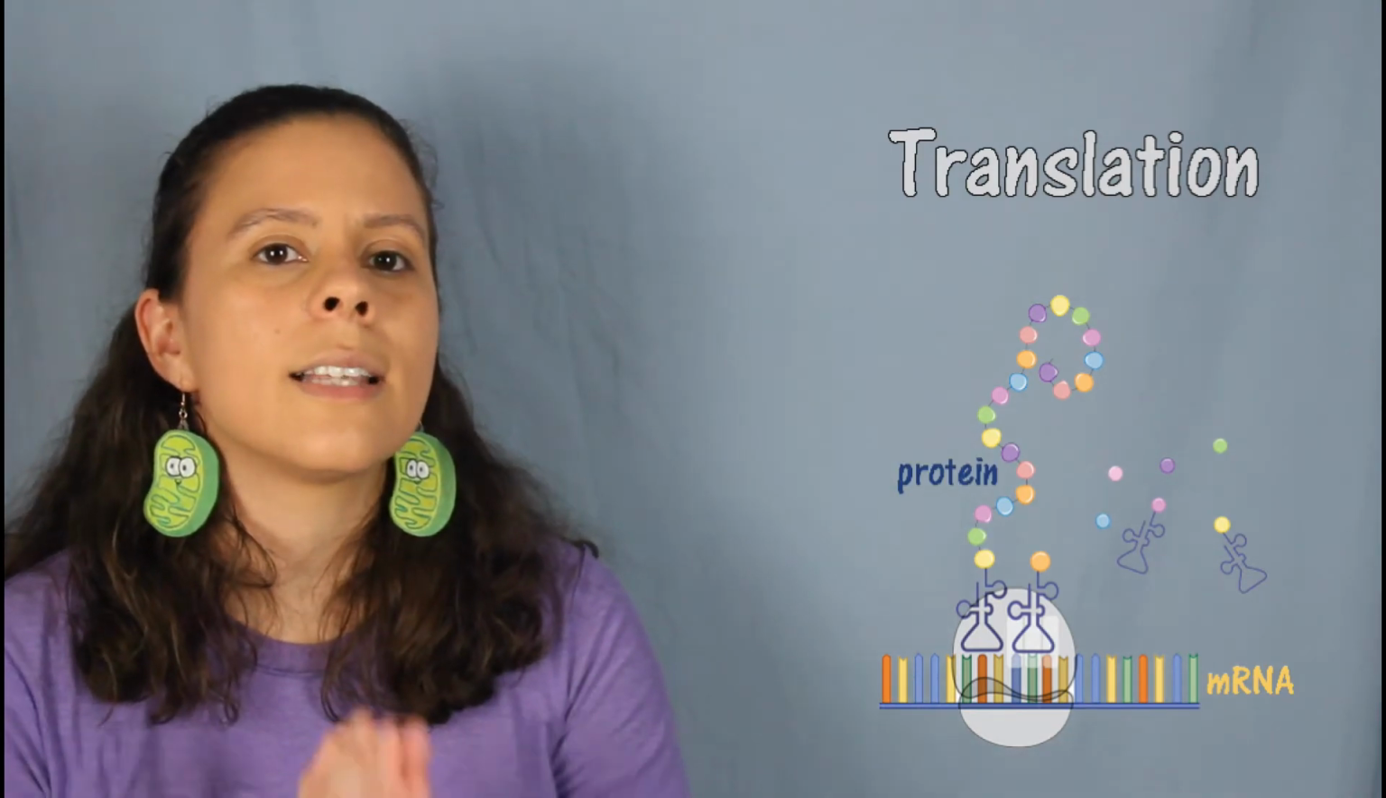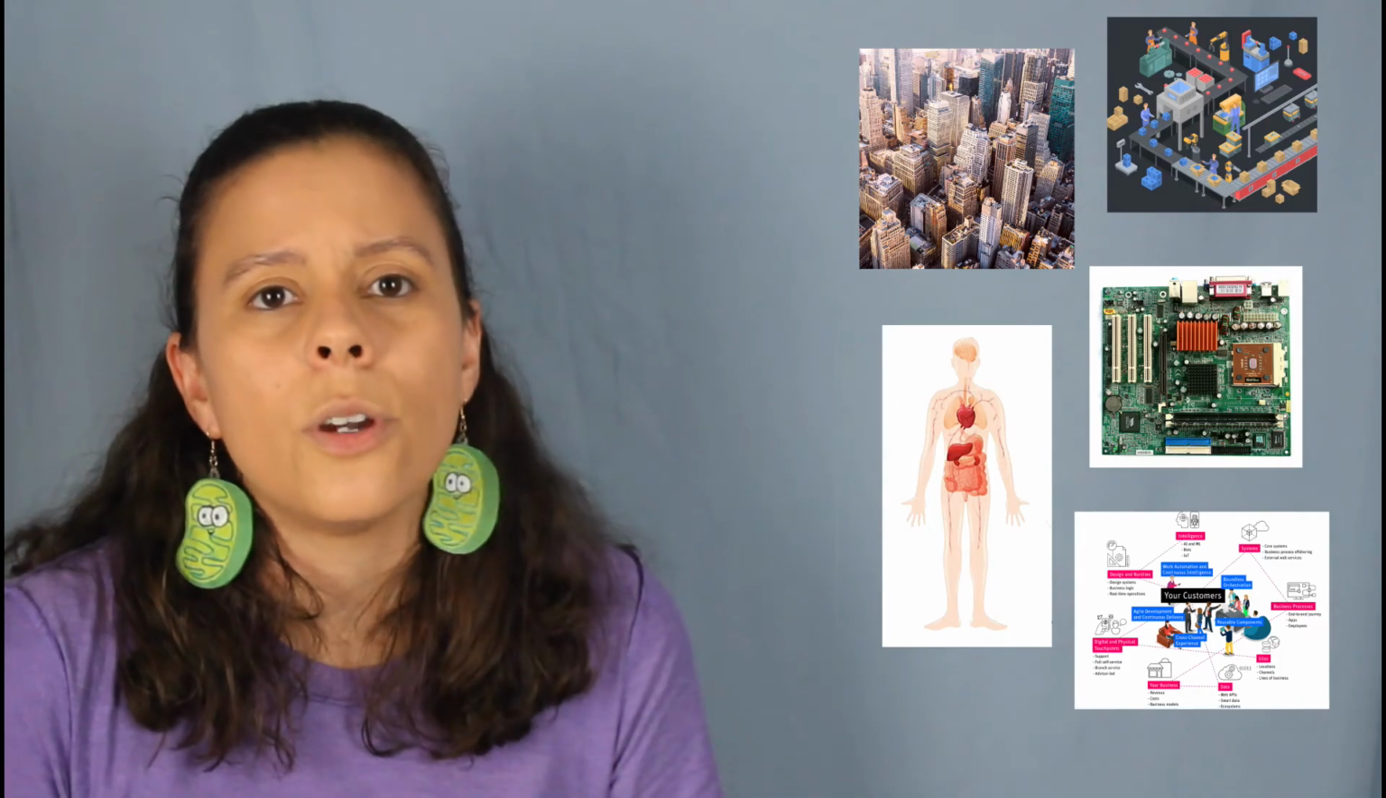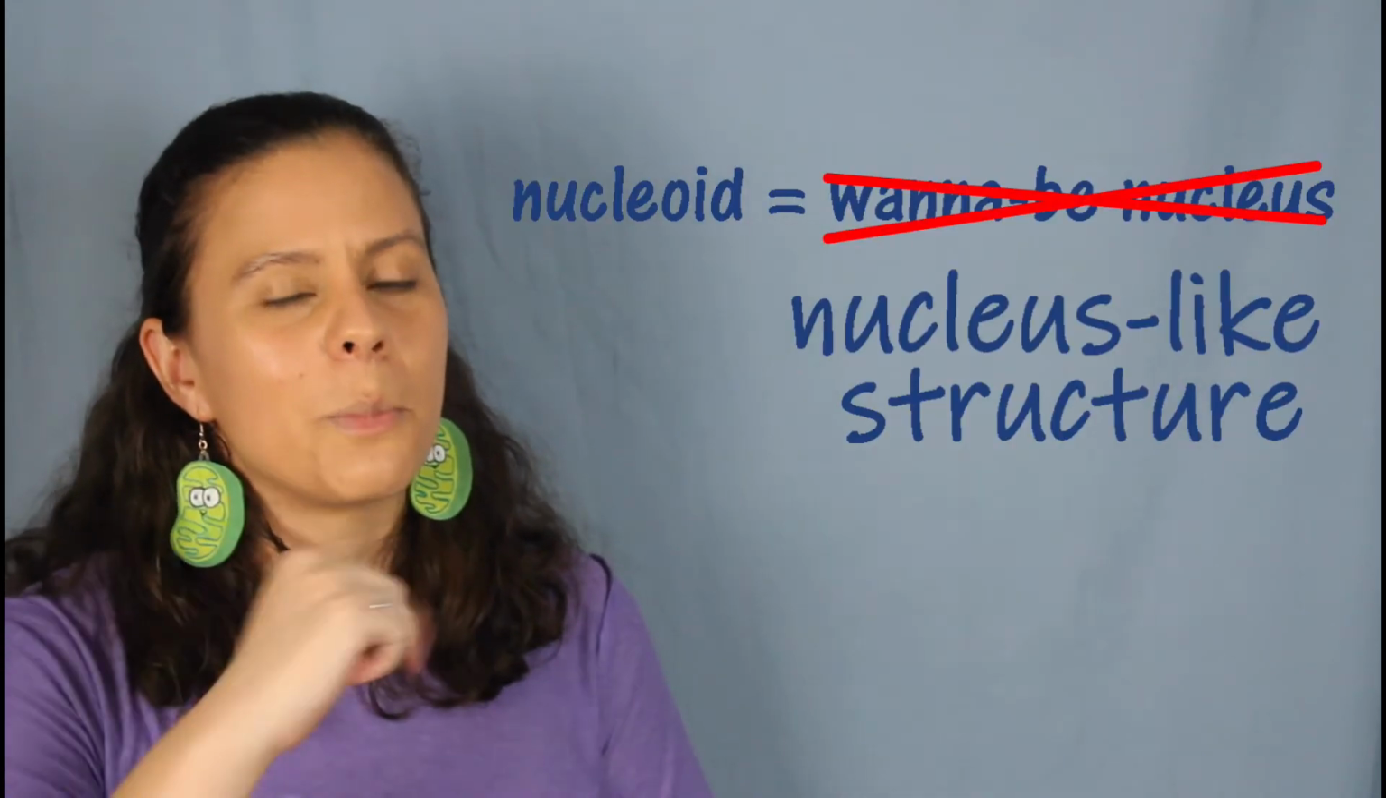But the point is that you have to think about the cell as one system with components that interact and depend on each other. You can think of it as a city or a body, a factory, a computer, a business. It's up to you. You can be as creative as you want. Just make sure that you choose a model that you are familiar with. Also, make sure you don't write the word wannabe on the test and you'll be good.